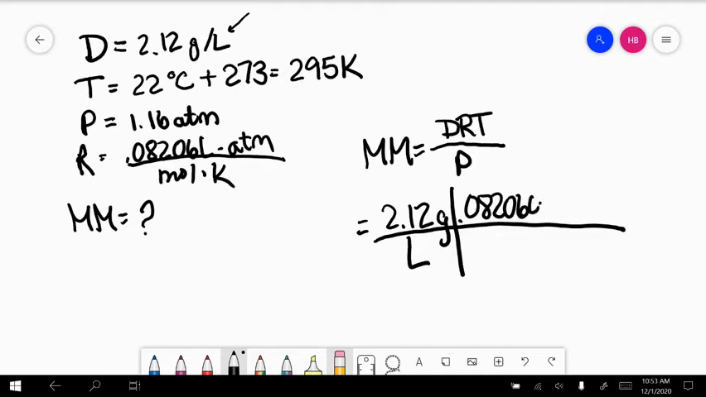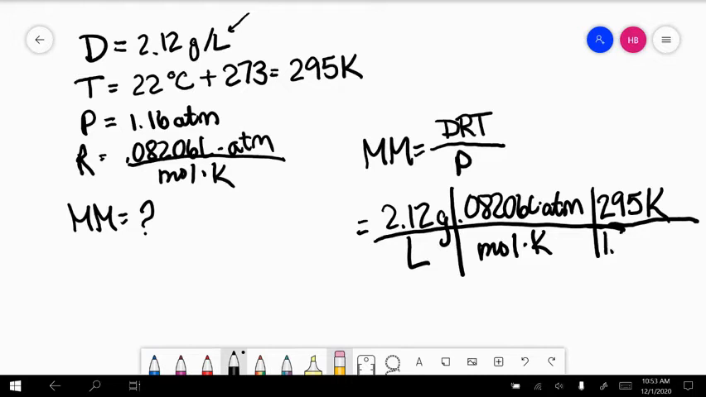0.08206 liters atmospheres over moles K, because R is on the top. Temperature also goes on the top, 295 K, and pressure goes on the bottom. So it's 1.16 atmospheres. Let's check our units. Atmospheres cancels, K cancels, liters cancel, and I'm left with grams per mole as my unit for my answer.